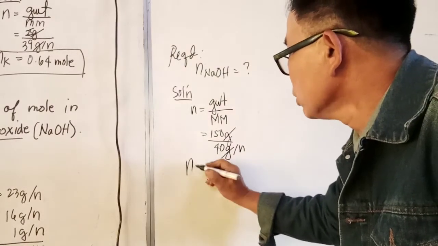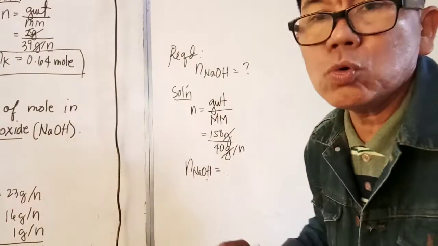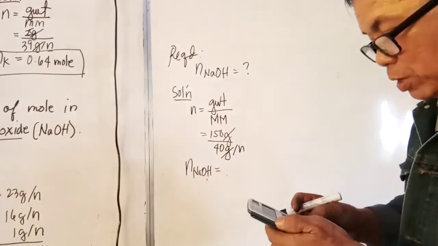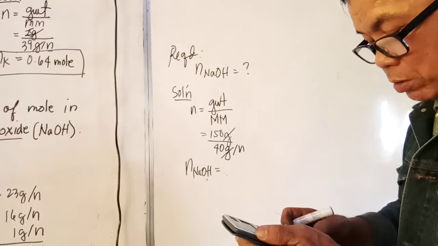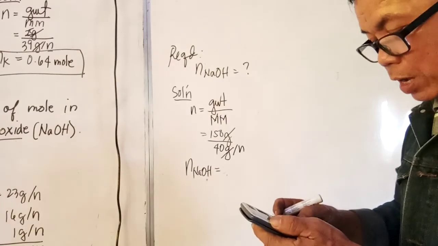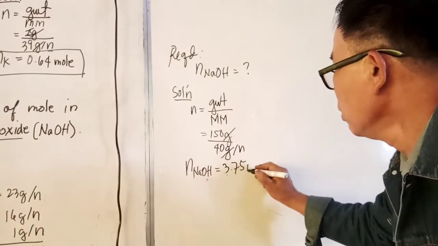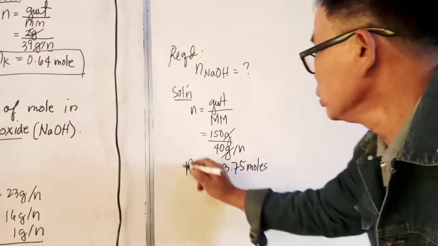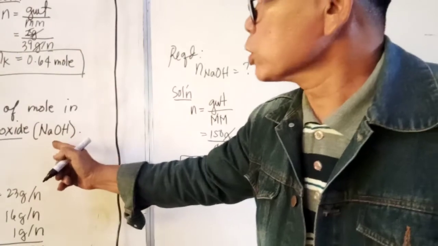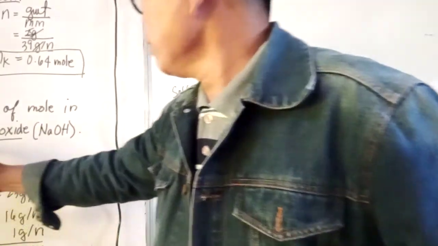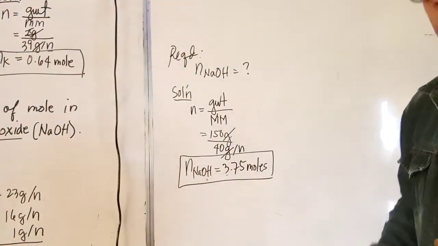So therefore the number of mole of NaOH, or sodium hydroxide, is equivalent to 150 divided by 40, and that is now 3.75 moles. So that is now the number of moles for sodium hydroxide, which is given as a sample of 150 grams.